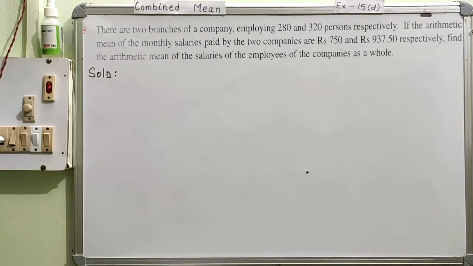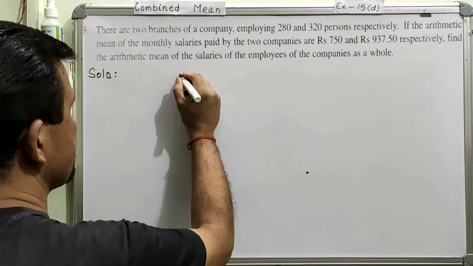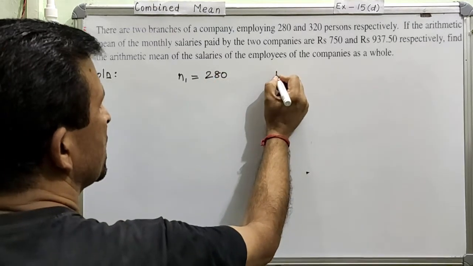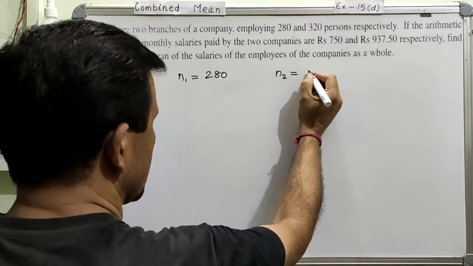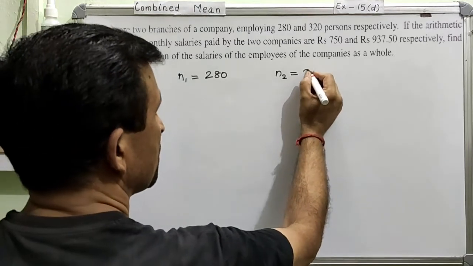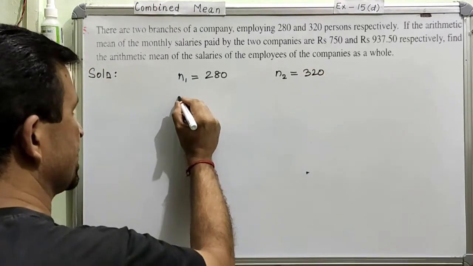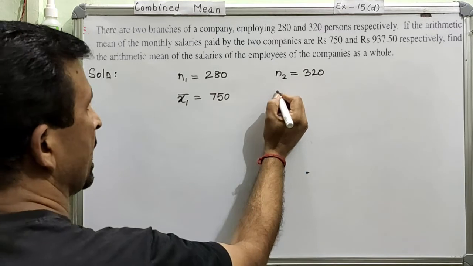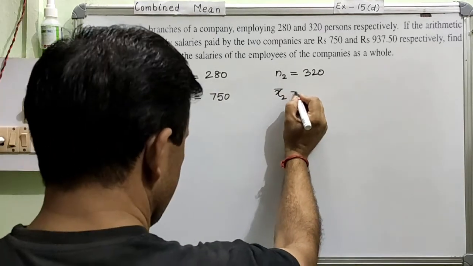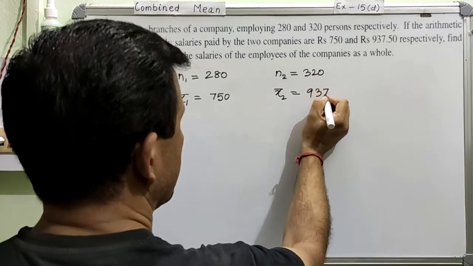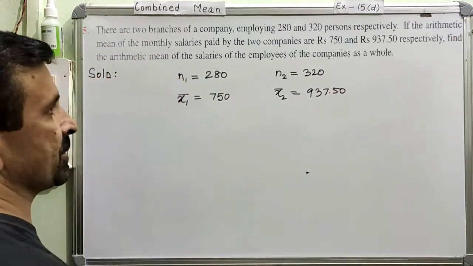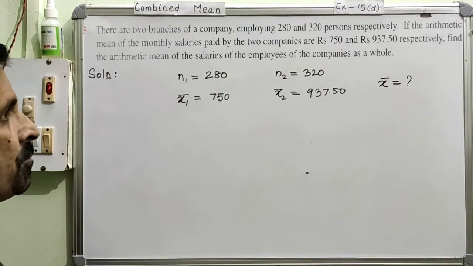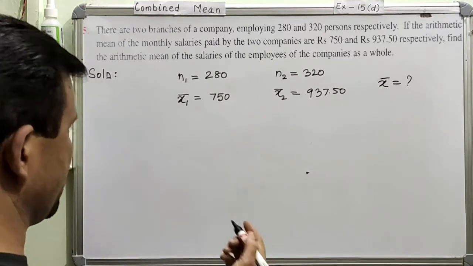Is this very clear? So let us first of all write down the information. N1 is the first group, that is 280. N2 is the other group which has 320 people, right? The average salary of this group is 750, and the average salary of this other group is 937.50. If this is so, then the question says find the combined mean. Is it alright? Okay. So you can use the same formula.